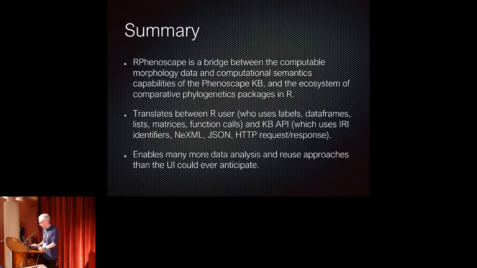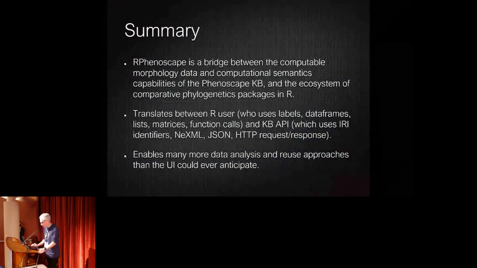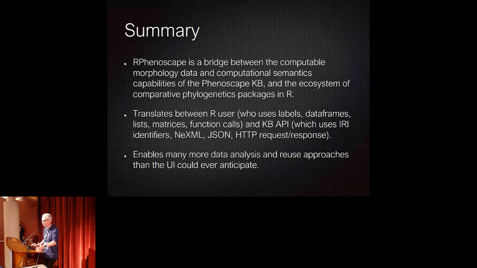Yeah, so in summary, RPhenoscape is this bridge between computational morphology data and the semantic capabilities of the Phenoscape KB and the whole ecosystem of comparative phylogenetics, people, developers, researchers working in R. It translates between R, right, and the KB API, which maybe sounds trivial, but in reality, when you try it yourself, it's actually far from it. And yeah, it's sort of an enabling tool for research approaches, right?